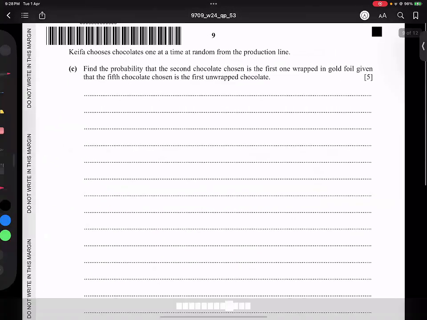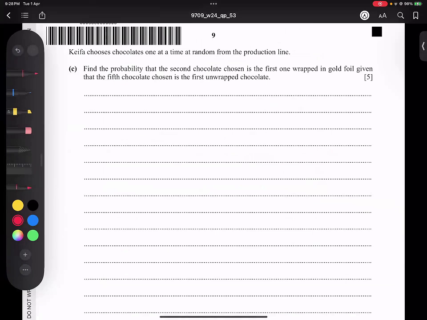This part is for 5 marks. It says K chooses the chocolates one at a time and at random from the production line, and find the probability the second chocolate chosen is the first one wrapped in a gold foil, given that... Whenever "given that" comes, it is a conditional probability. And what is the formula we have?